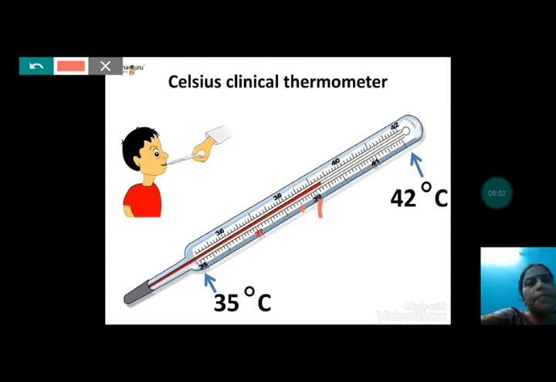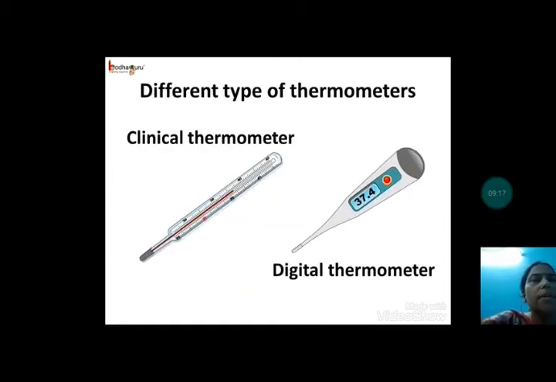Now Celsius clinical thermometer. It starts from 35 degrees Celsius and ends at 42 degree Celsius. Okay, Celsius. We are going to read about that Celsius clinical thermometer. It starts from 35. Now different types of thermometers. We are going to do different types of thermometers.